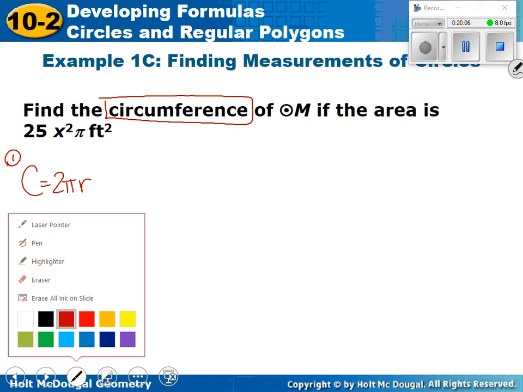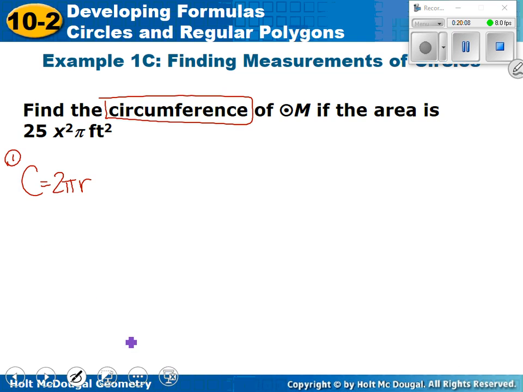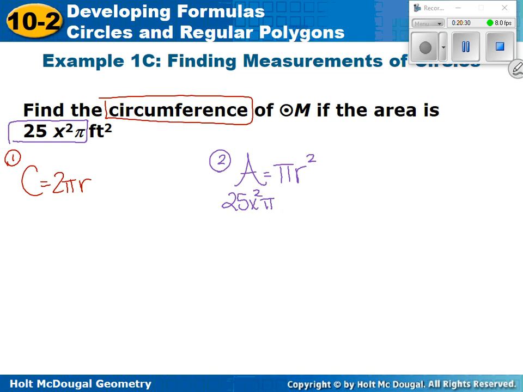The area. So now we're going to switch to the area formula. What's the area formula for a circle? Pi r squared. What do they give us in this problem? The area, the A, so we can plug this in. Again, I would warn you to be really careful that you see that pi in the work there. So it's 25x squared pi equals pi r squared.